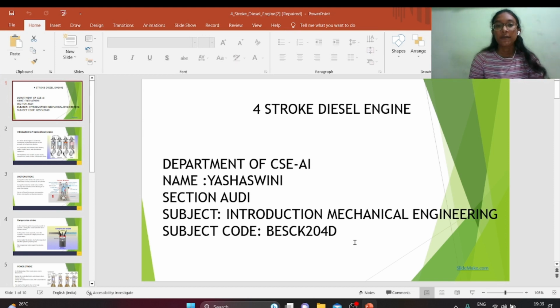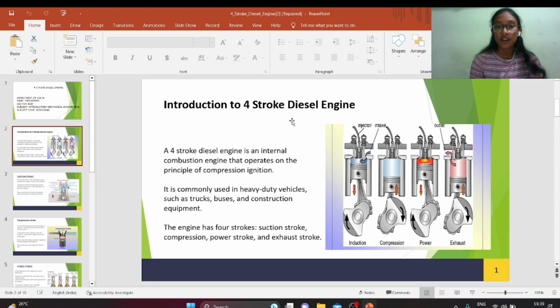So today I'm here to speak on the topic 4-stroke diesel engine, which is a topic in mechanical engineering. So let's begin with the introduction to the 4-stroke diesel engine. As we can see in this picture, these are the 4 different strokes that take place in the 4-stroke diesel engine. A 4-stroke diesel engine is an internal combustion engine that operates on the principle of compression ignition.